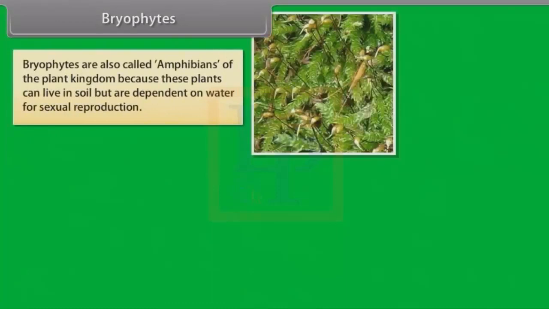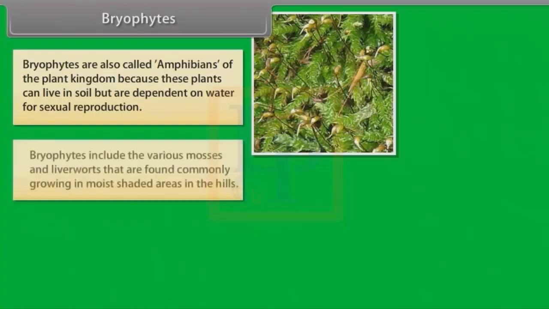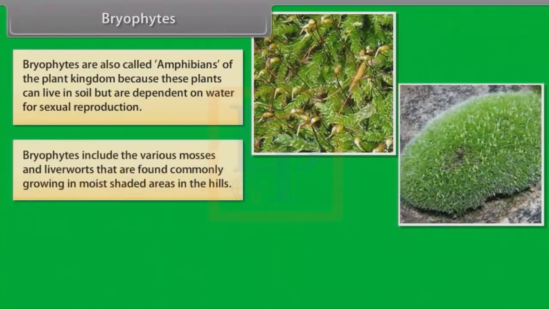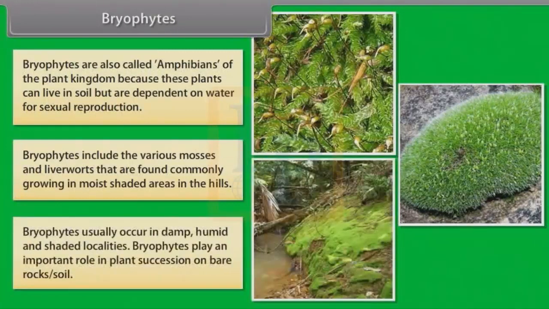Bryophytes. Bryophytes are also called amphibians of the plant kingdom because these plants can live in soil but are dependent on water for sexual reproduction. Bryophytes include the various mosses and liverworts that are found commonly growing in moist shaded areas in the hills. Bryophytes usually occur in damp, humid, and shaded localities. Bryophytes play an important role in plant succession on bare rocks or soil.